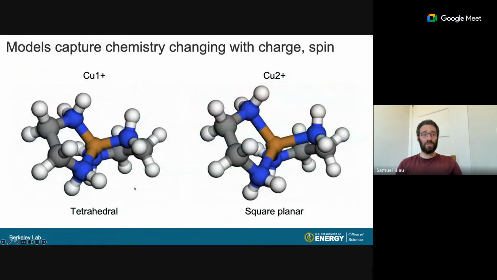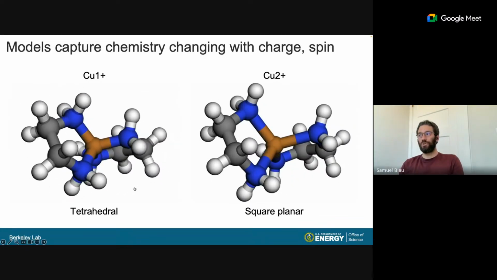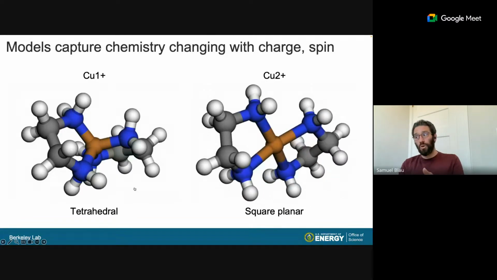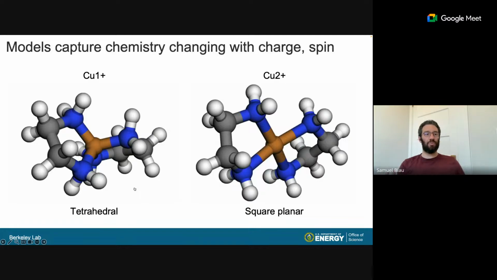And that's why for the first time, MLIPs trained on OMol can deal with really exciting cases, like the fact that when you have a copper-1 complex, the geometry should be tetrahedral. And if you have a copper-2 complex, say with the same ligands, it should be square planar. Machine learning potentials before OMol25 could not resolve this difference, and now they can.